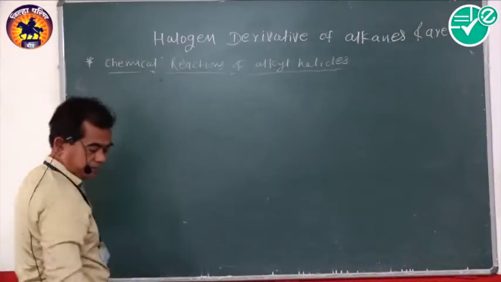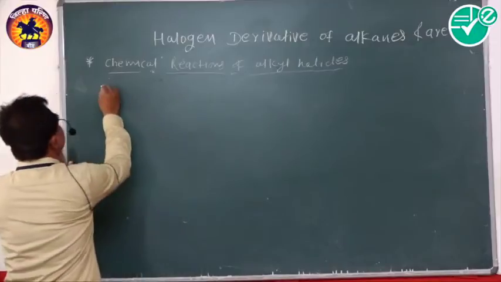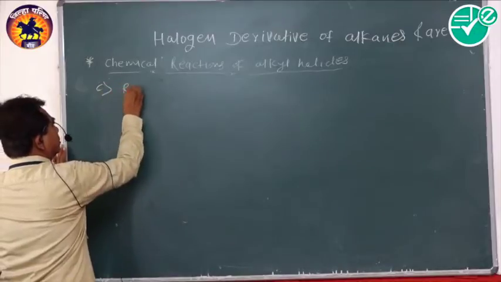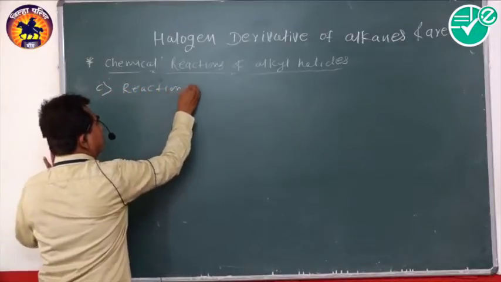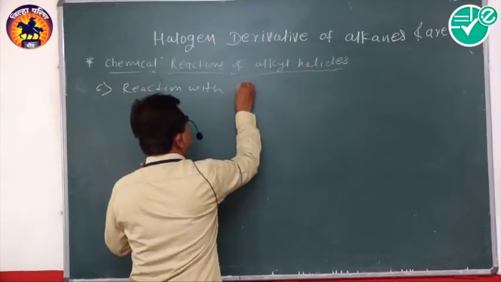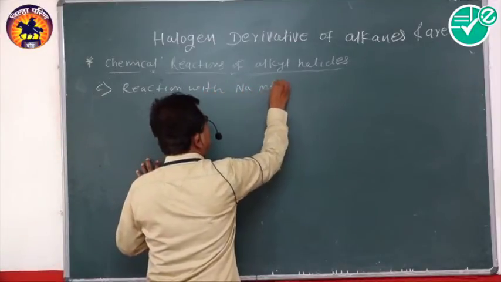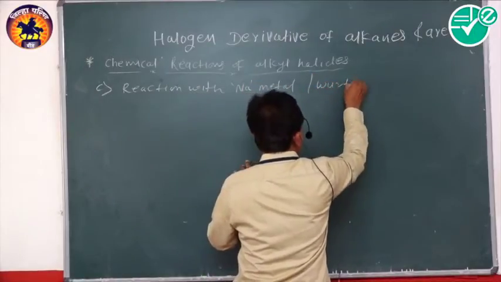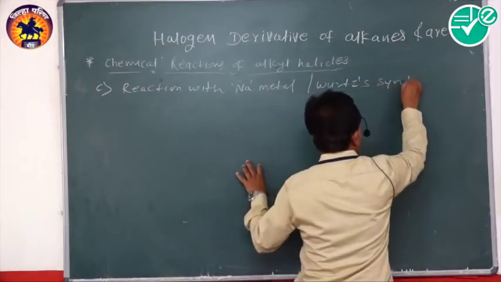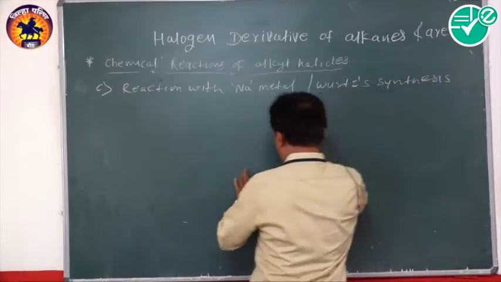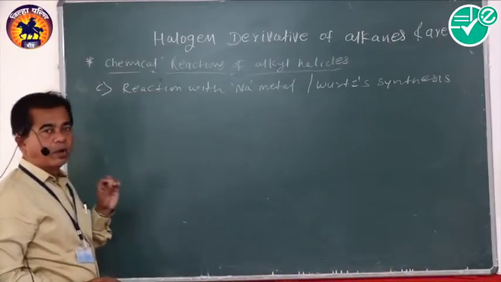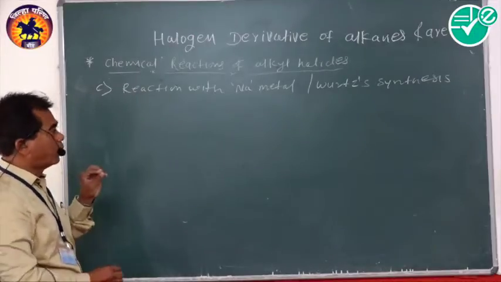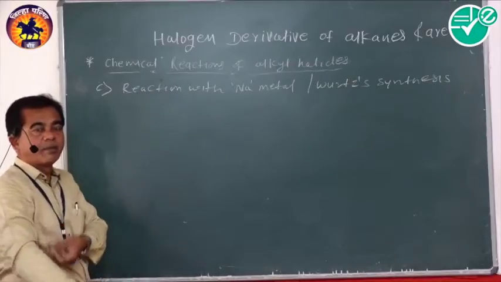The next reaction is the reaction with metal. Reaction with sodium metal is also called Wurtz synthesis. In this reaction, from lower alkyl halides, we prepare higher alkanes by this method.